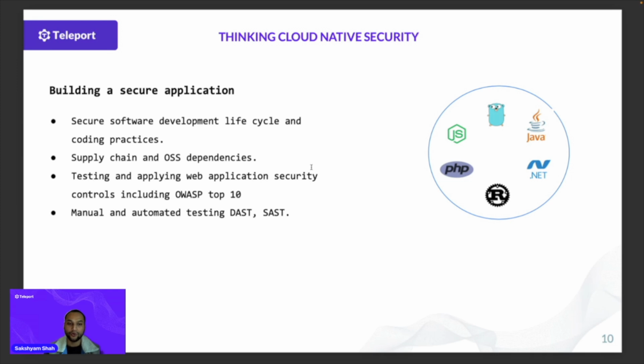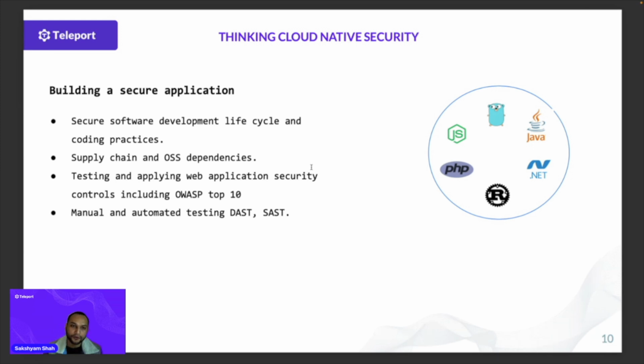You can begin with the OWASP Top 10, but in fact, we have to think about and cover all the possible security vulnerabilities that might go into web applications. And then it may also include manual and automated testing such as DAST and SAST as well. So these are the basic things related to securing an application.